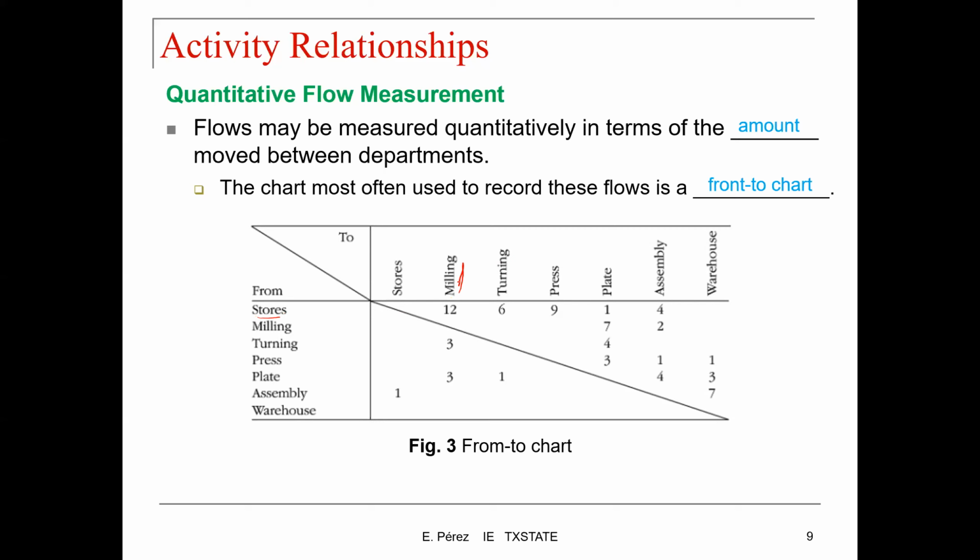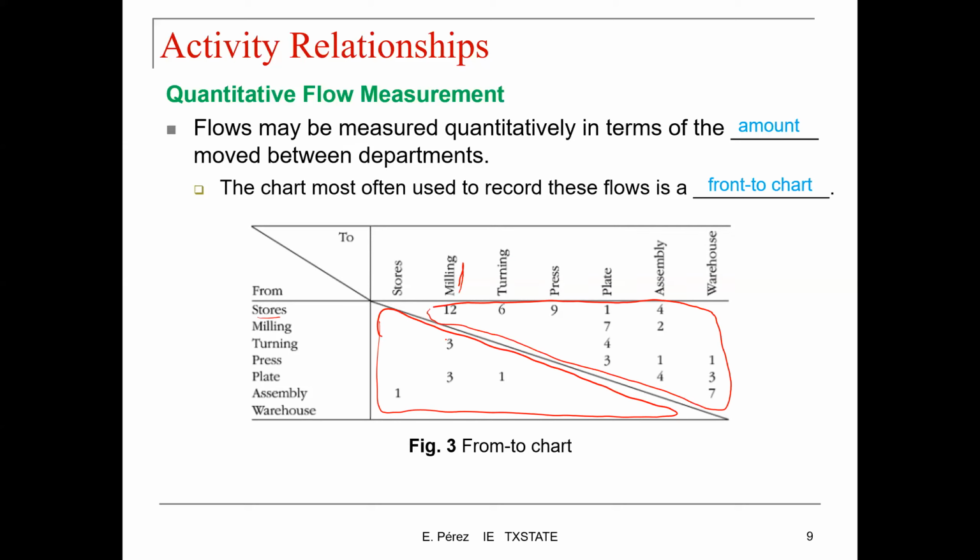You can see that this side of the table, or this triangle, is not the same as this one anymore. What that is telling you is that the flow is not necessarily the same from one department to the other. So we are quantifying the flow. This could be, for example, the number of boxes that are moved from one department to the other, or the number of products that are moved from one department to the other.